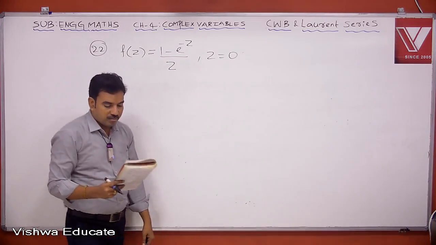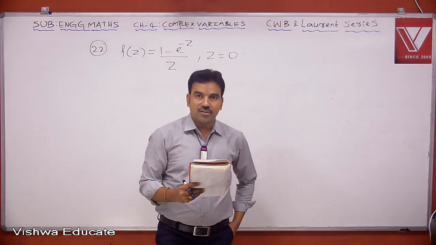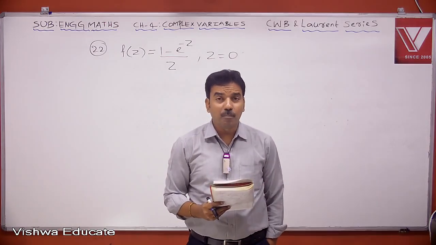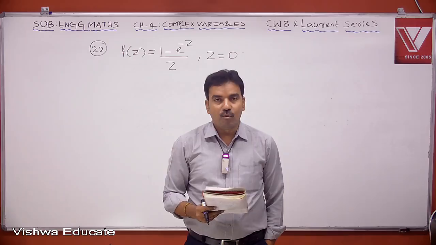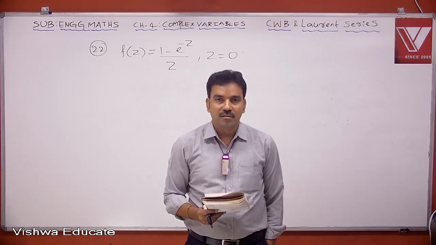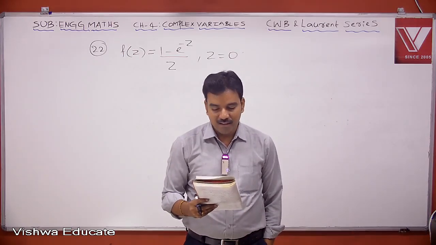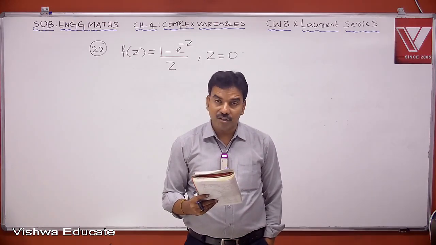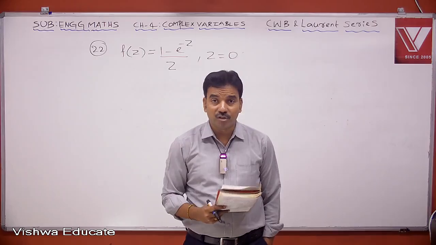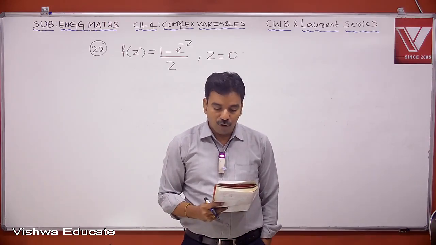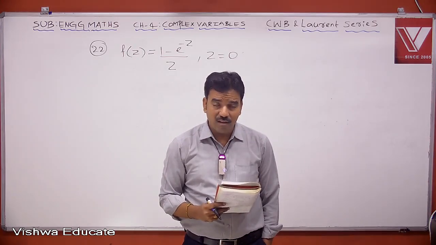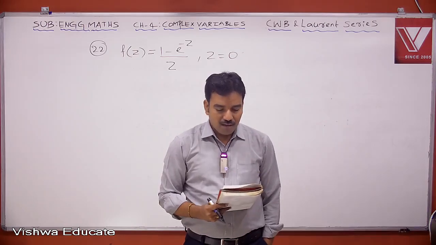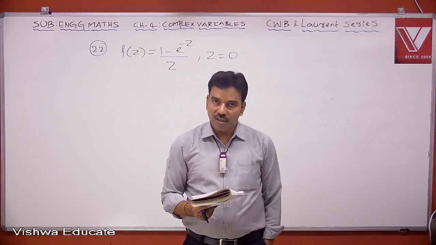Options are like this: an essential singular point, a pole of order 0. Pole of order 0 means it's not a singular point. Next option C, pole of order 1. Option D, a removable singular point. So 3 types of singular points were given as options: pole of order 1, essential singular point, removable singular point, and not a singular point.